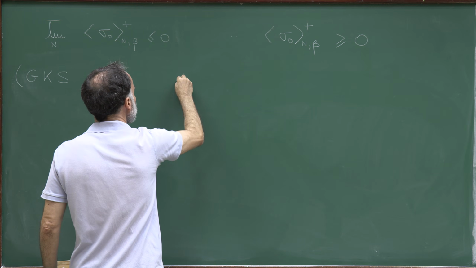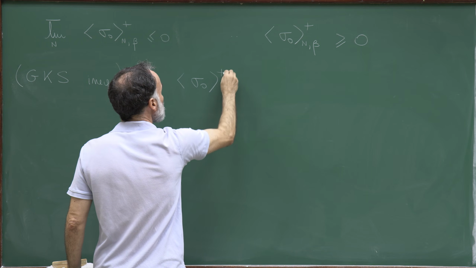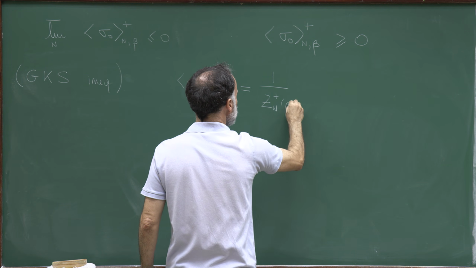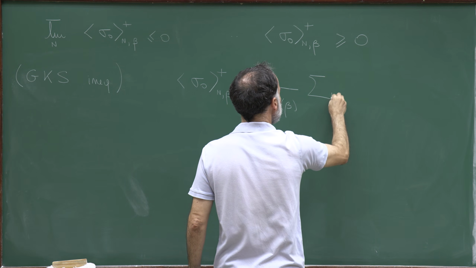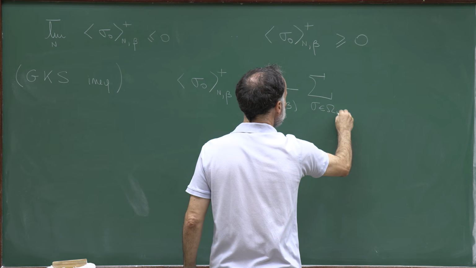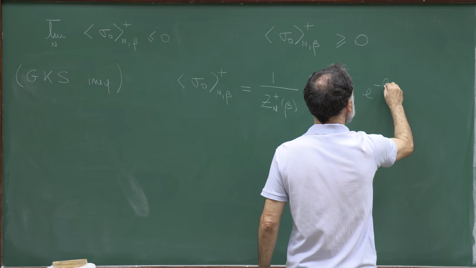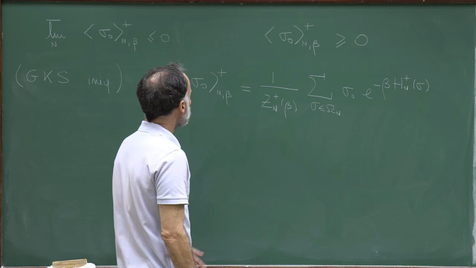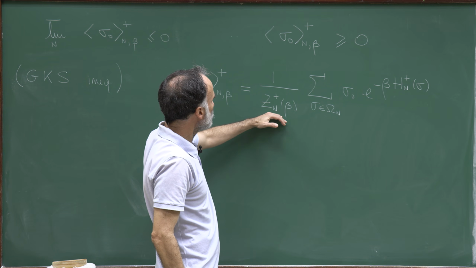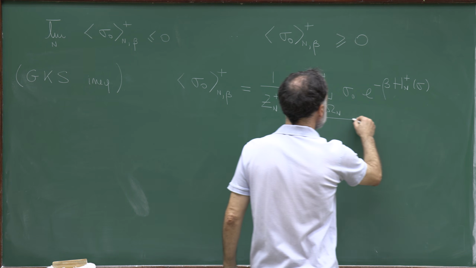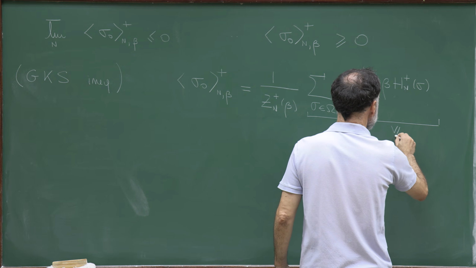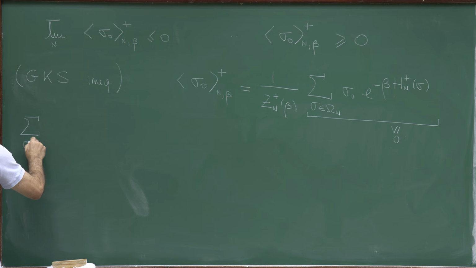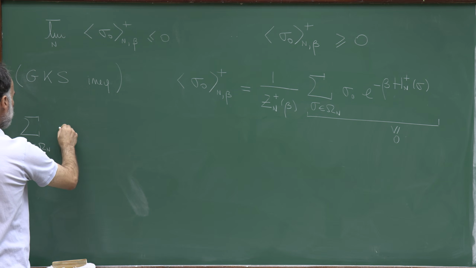So let's write what is the expectation of sigma 0 with plus boundary conditions at n, beta. So this is 1 divided by the partition function Z plus n beta, and then a sum over all sigma in omega n of sigma 0 times exponential minus beta H plus n of sigma. Well, we want to prove that this is positive. The denominator is certainly positive. So what we need to prove is that this expression is positive. Let's go to this expression. So we have here the sum over sigma in omega n of sigma 0.